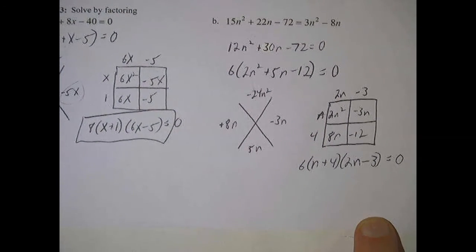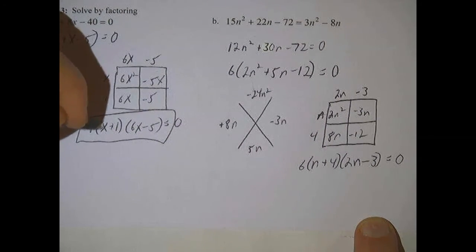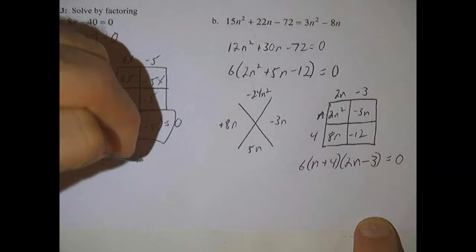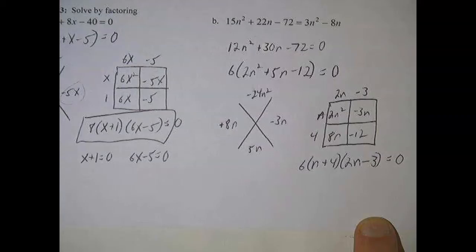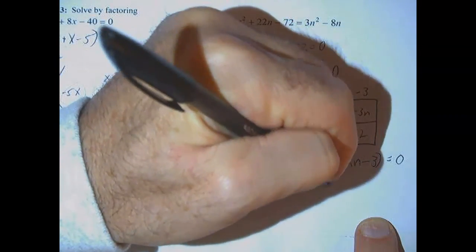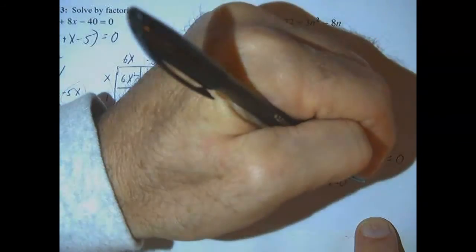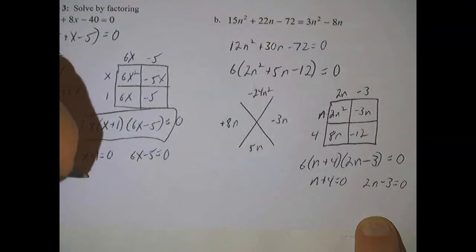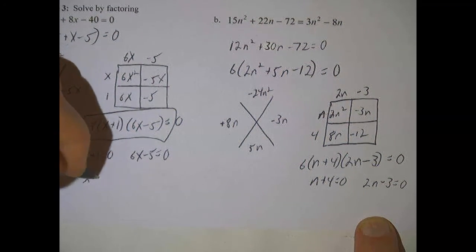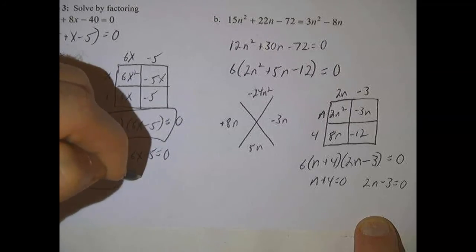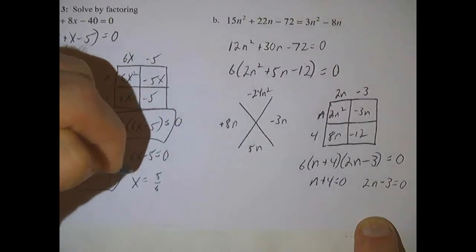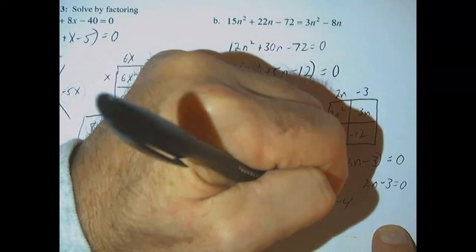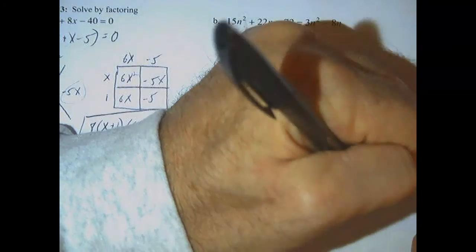So in both of these, in solving, we set all the factors equal to 0, only the ones with the x's. So x plus 1 equals 0, 6x minus 5 equals 0. Here we would go n plus 4 equals 0, and 2n minus 3 equals 0. And so we would get our 4 solutions, or 2 for each one. So x equals negative 1, x equals 5 over 6, n equals negative 4, and n equals 3 over 2.